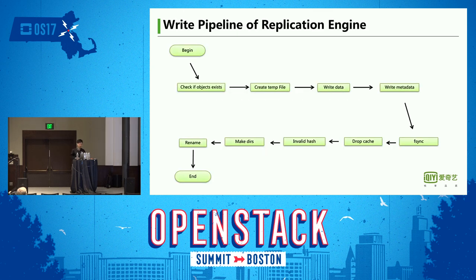Here, the diagram shows the pipeline of the replication engine. First, when the storage engine is handling a write request, it will first check if the object exists or not. Then a temporary file will be created to hold the data and the metadata of the object. After the object is flushed into disk, the necessary directory will be created. Because the directory has multiple levels, you need to create the whole structure. And finally, the temporary file will be renamed with the timestamp.